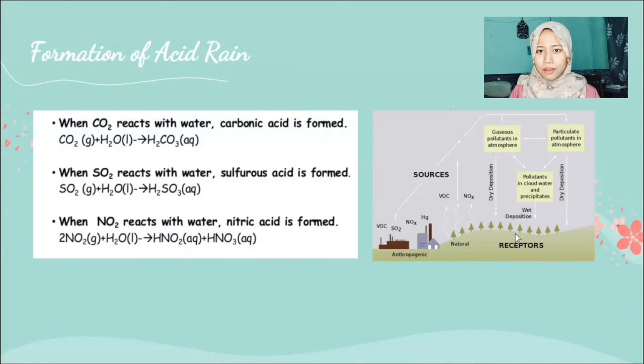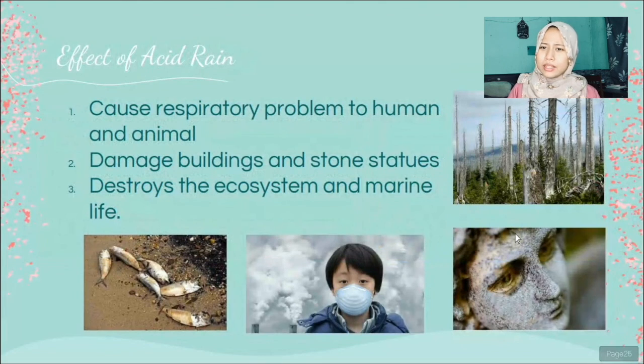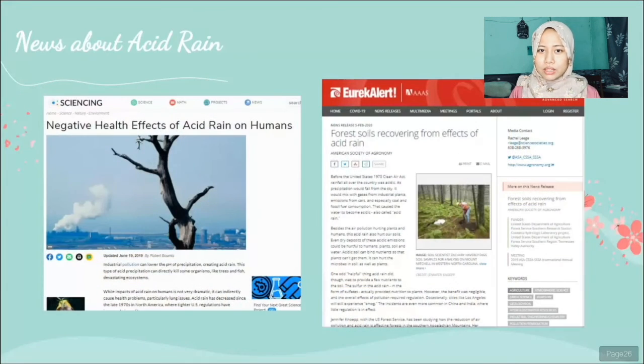Next is the effect of acid rain. Acid rain will cause respiratory problems to humans and animals. It also damages buildings and stone statues. Lastly, it will destroy the ecosystem and marine life. Okay, this is the news related to acid rain.